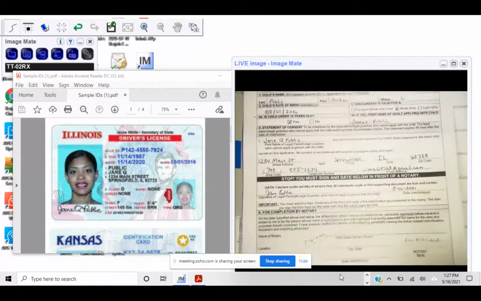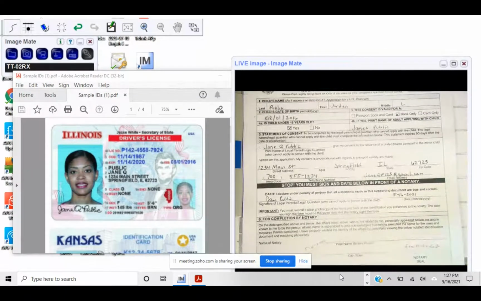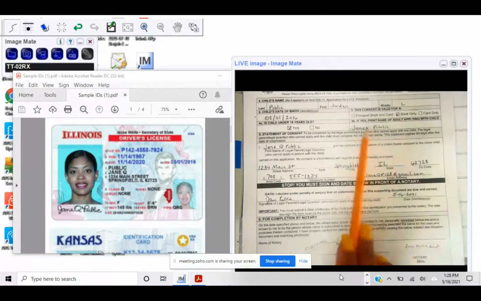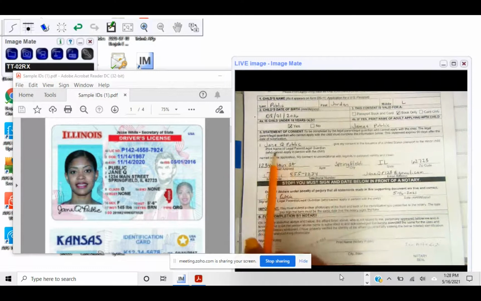It says 4B, if yes, print name of adult applying with child. He's going to be applying with child. He's not the one that's going to be signing saying that it's okay. Jane is the one signing that it's okay for James to go with Jordan to get the U.S. passport because Jane is not going to be present. See, look, if you read below here, it says print name of legal guardian who cannot apply in person with the child. Okay. That's why you got to read.